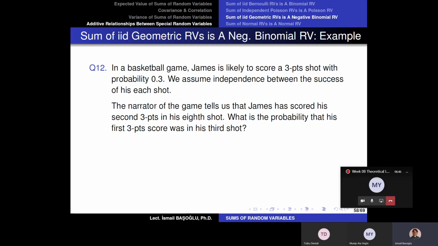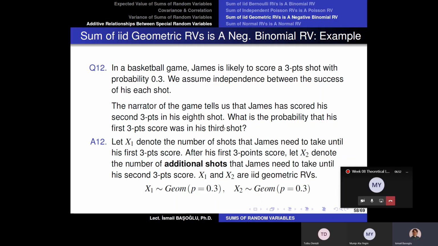What is the probability that his first 3-point score was in his third shot? Now, again, we are going to use this analogy. Let's just say X1 is the number of shots that James needs to take until his first 3-point score. After his first 3-point score, let X2 denote the number of additional shots that James needs to take until his second 3-point score.